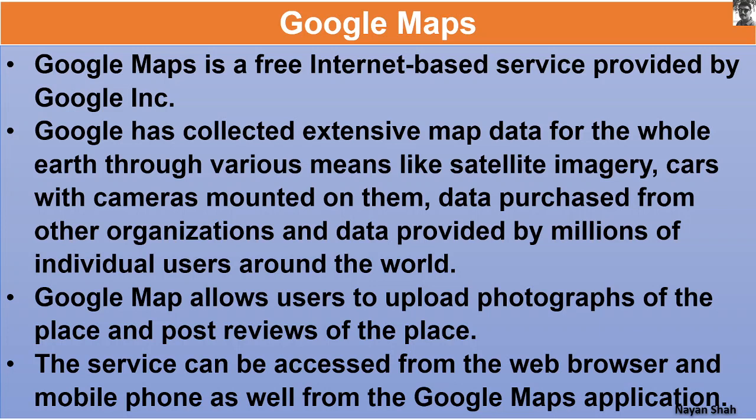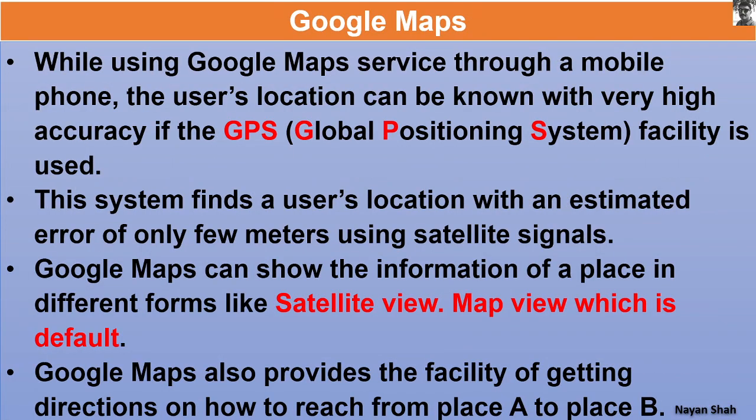You know that even being a user, we can provide some data to Google that this location, this place is here, like our own home or other areas and places. Google Map allows users to upload photographs of the place and post reviews of the place also, that you know very well. The service can be accessed from the web browser and mobile phone as well from the Google Map applications. You can use Google Map from mobile devices, from a web browser if you are using desktop, and from Google Map applications.